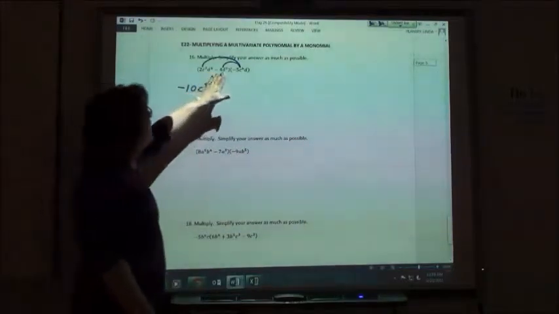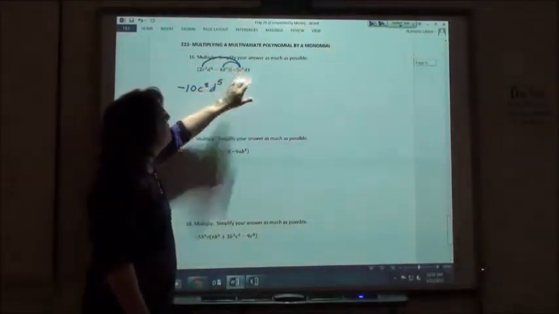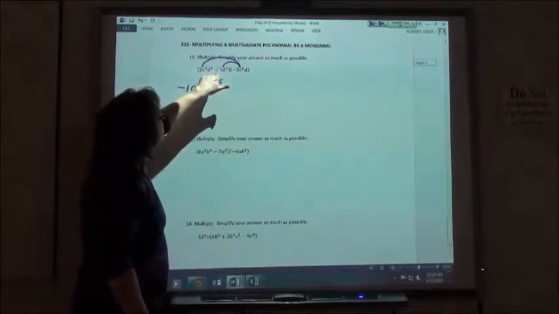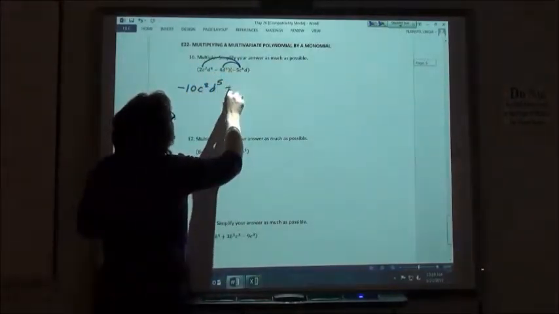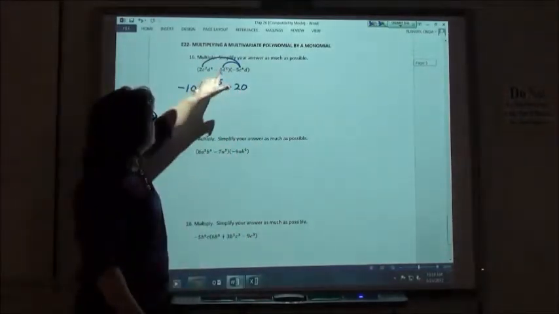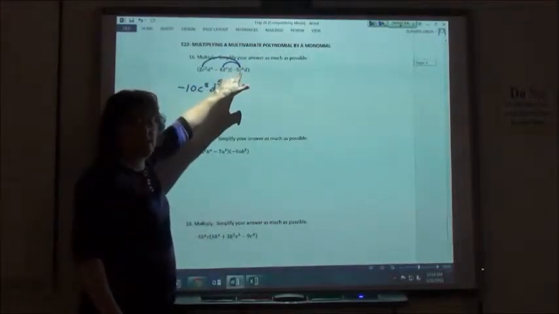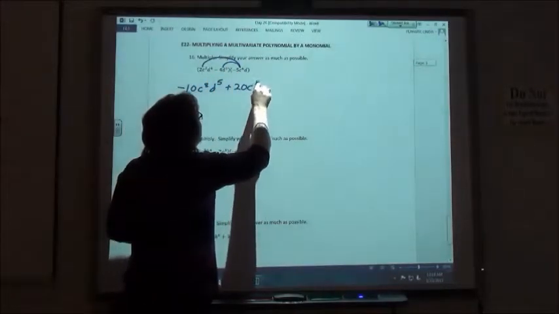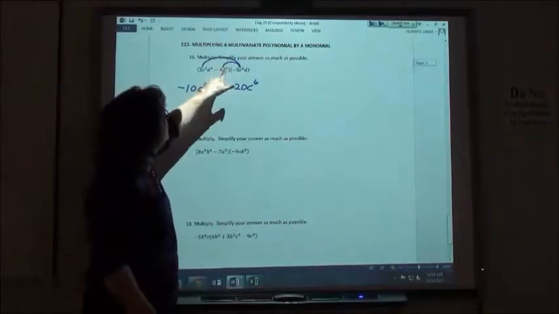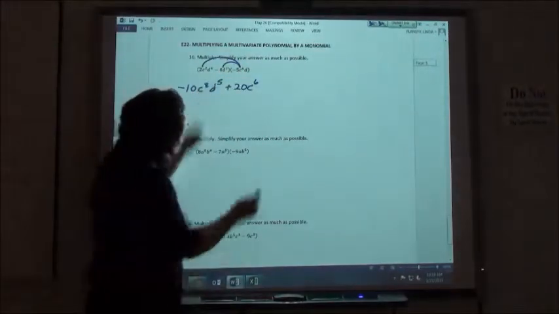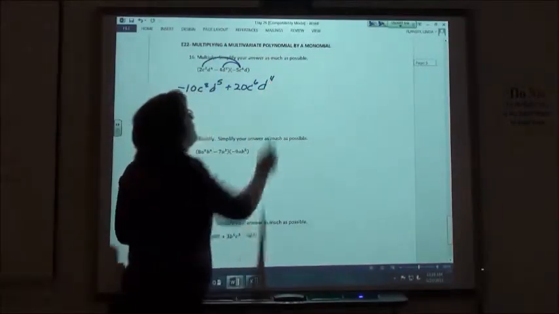Then I'm going to do the negative 4d to the 3rd times the negative 5c to the 6th. So negative 4 times negative 5, positive 20. Here I don't have any c's, but I do have the c to the 6th here, so I still have the c to the 6th. Then d to the 3rd times a plain d. 3 plus 1 is 4, so d to the 4th.